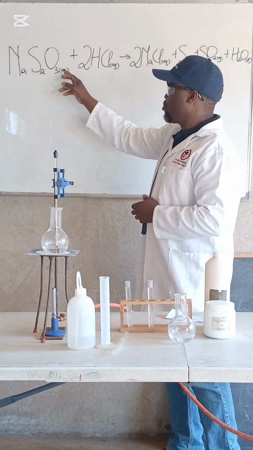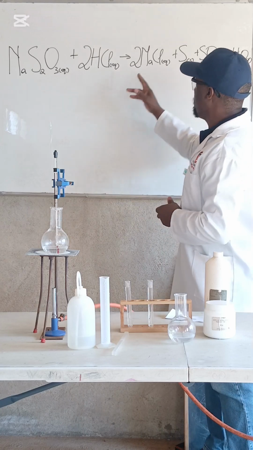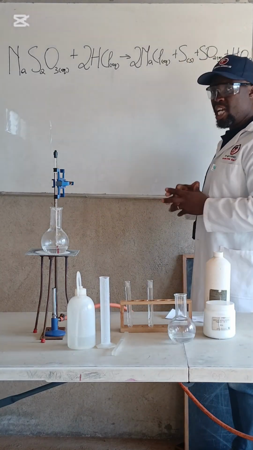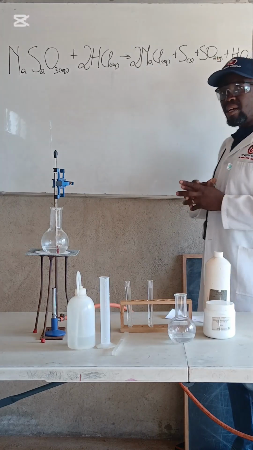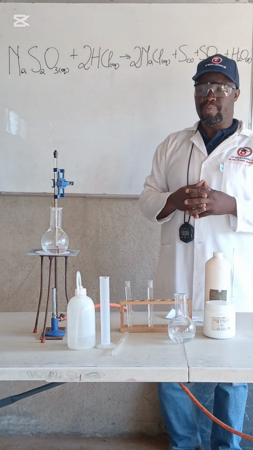Sodium thiosulfate in aqueous form reacts with hydrochloric acid in aqueous form to produce sodium chloride in aqueous form, sulfur in solid form, sulfur dioxide in gas form, as well as water in liquid form.